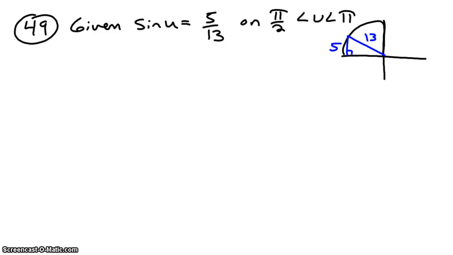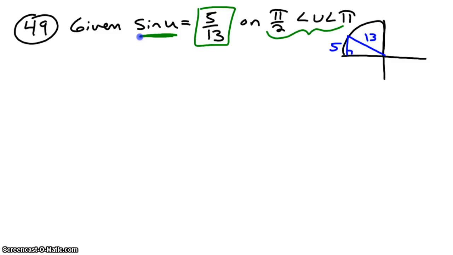Now let's take a look at 49. They're dealing with the same kind of problems, but they just sort of spell it out for us as sine u over 2, cosine u over 2, and tangent u over 2. What they give us is sine u equals 5 over 13, and they tell us it is on the interval pi over 2 to pi.